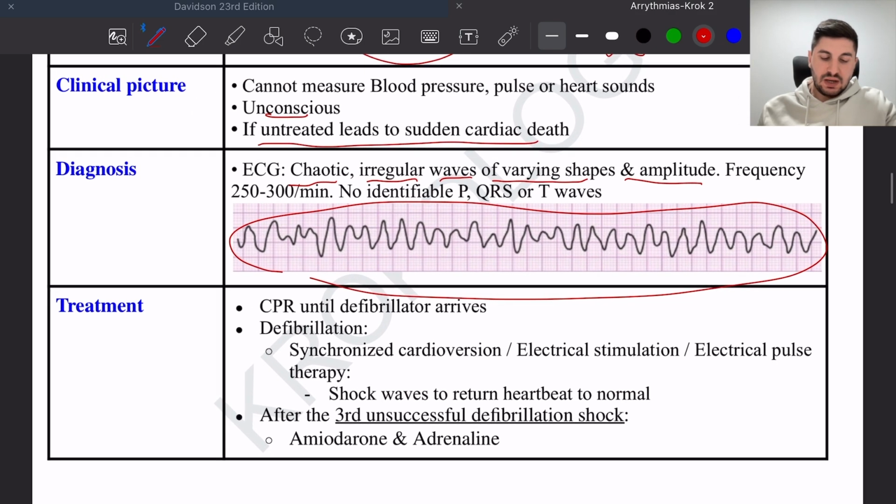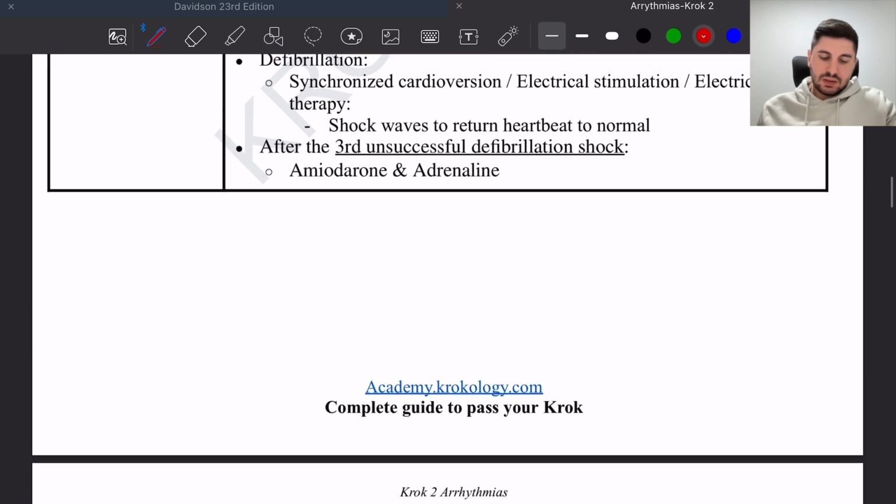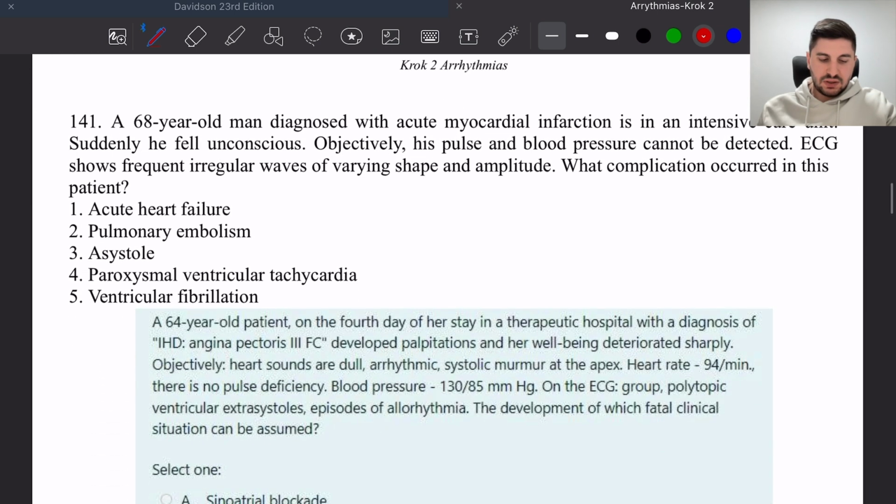And the treatment: this is one of the rhythms that we consider clinical death, so they cause cardiac arrest, and we start CPR until the defibrillation device comes. So in ventricular fibrillation, the treatment is immediately defibrillation. We don't have here a stable or unstable, it's always an unstable patient, and we will start with a defibrillation, and we hope that it comes back to normal. Let's see some questions about ventricular fibrillation.